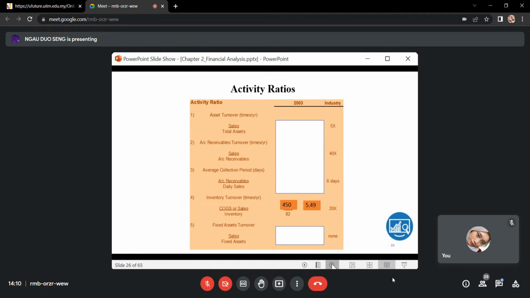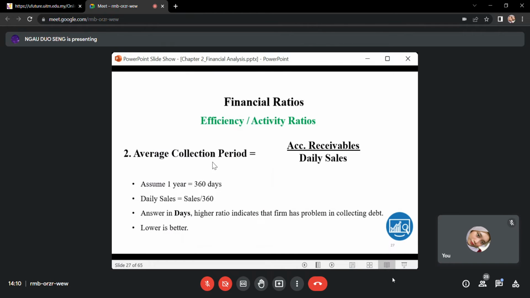All right, next we go to average collection period. If you have a question, just ask, or you can type your message in the message box. We have account receivable divided by daily sales. You can see here daily sales, so we need to do an adjustment. We assume that 1 year equals 360 days, so daily sales is sales divided by 360.